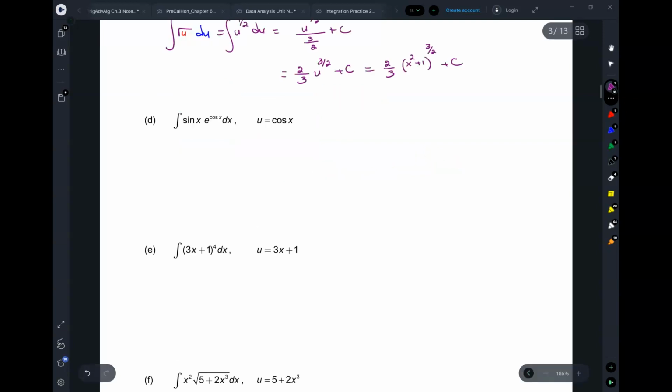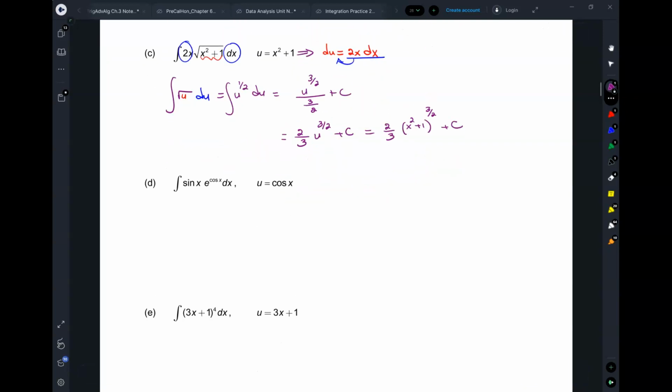After a point, I'm going to stop giving you the u, so you have to figure out the u. But right now, again, we've got the bigger things to deal with. So this is going to become the u. Du, you take a derivative. What's the derivative of cosine? Negative sine x dx. Okay, negative sine x dx.